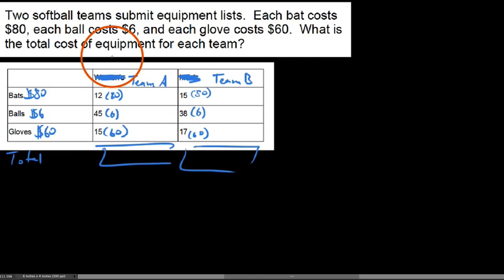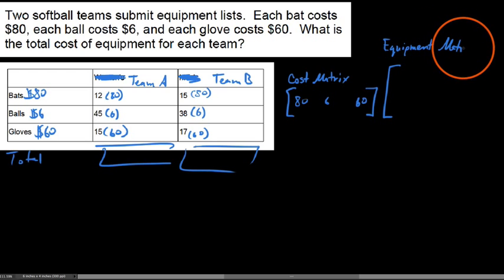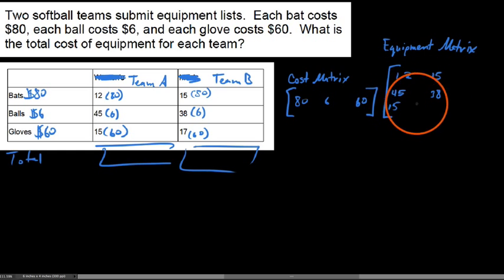So essentially what I want to point out here is this. In terms of matrix multiplication, we can come up with what we'll call a cost matrix. And this cost matrix I'm going to make is a 1 by 3. I'm going to call this 80, 6, and 60, and we'll talk about why this is appropriate. And we're going to take it times what I'll call our equipment needs matrix. I'm just going to write equipment matrix because my handwriting is bad and you don't want to see the rest of it. So we say 12, 15, 45, 38, 15, and 17.